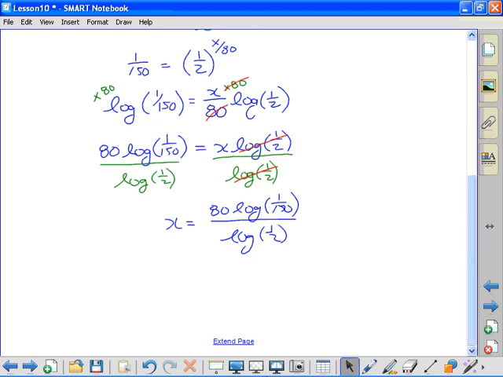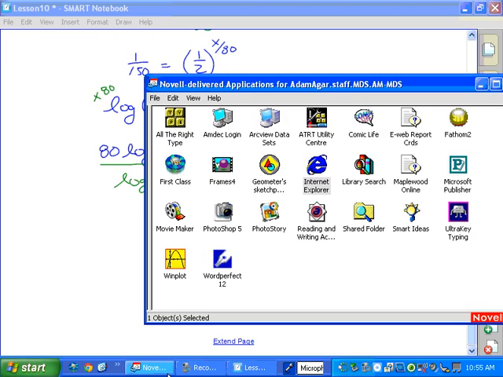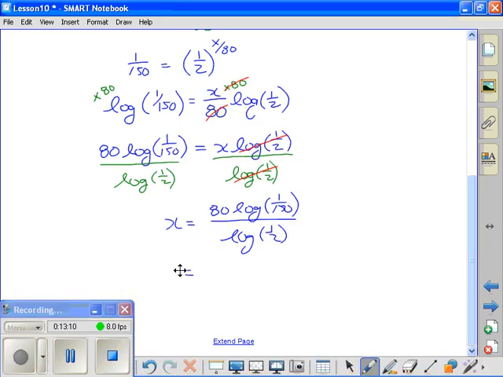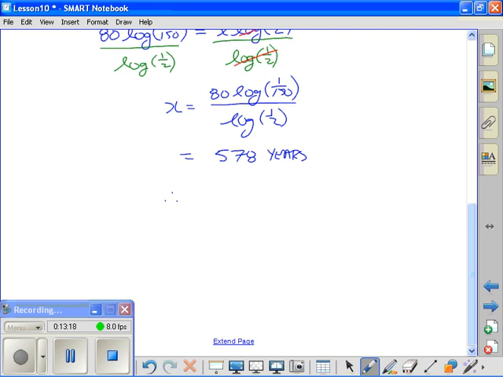I'm just going to plug it into the calculator. So what we get here is 578 years. So therefore, it will take 578 years to reach 1 gram. All right, so there we go.